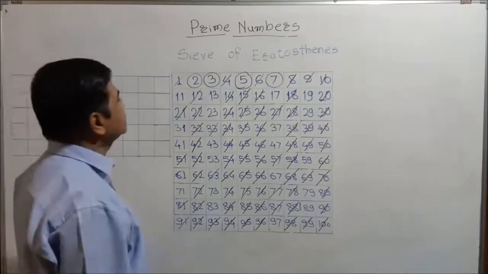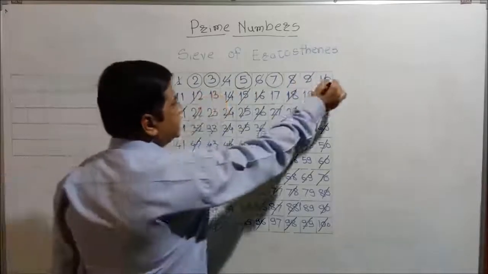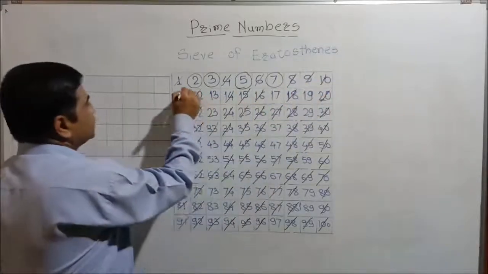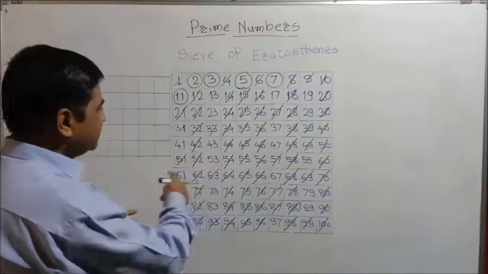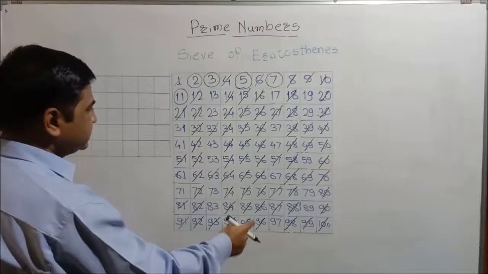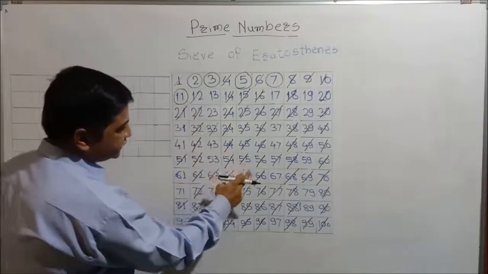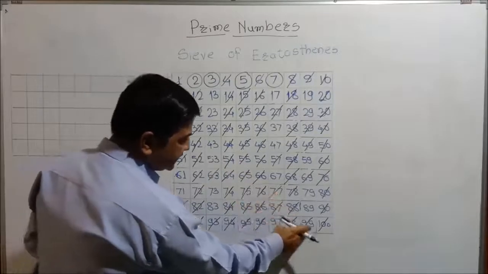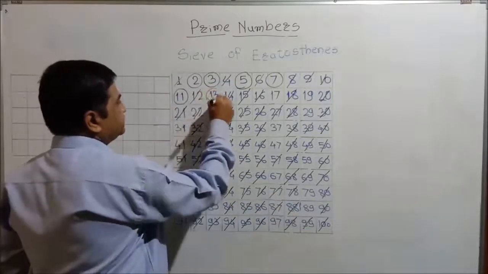Okay, what to do next? We are having the next prime number. Already all the composite numbers we have crossed. What is the next prime number? It is 11, and we will find out if any multiple of 11 is remaining. For example, 11, 22, 33, 44, 55, 66, 77, 88, and 99. They are already crossed. What about 13?